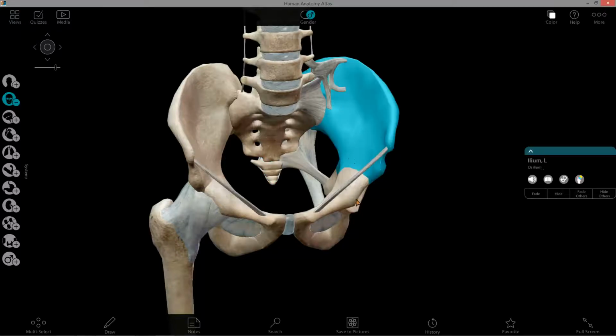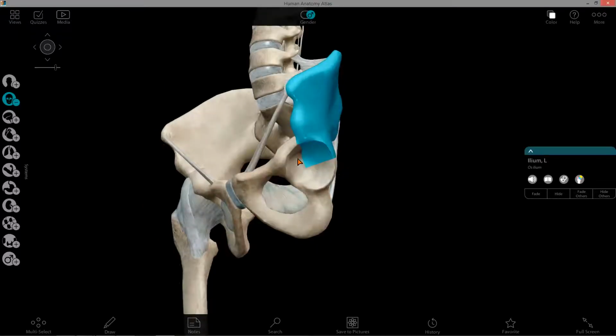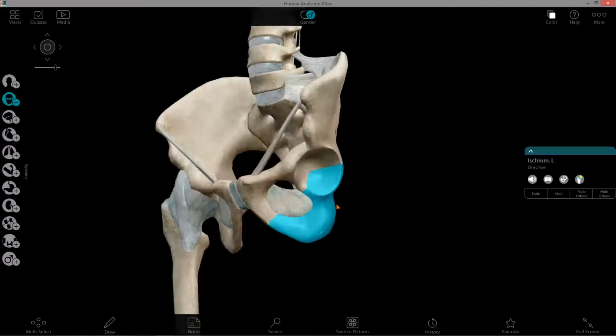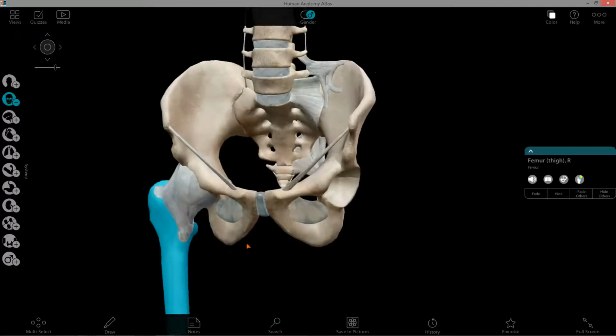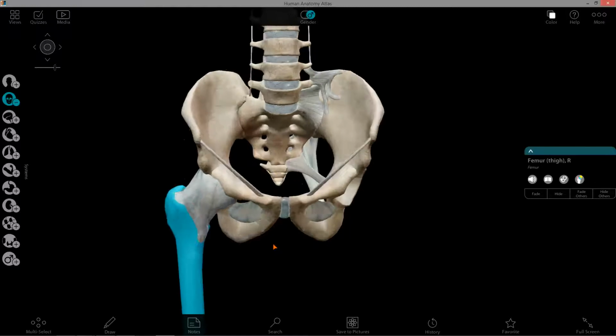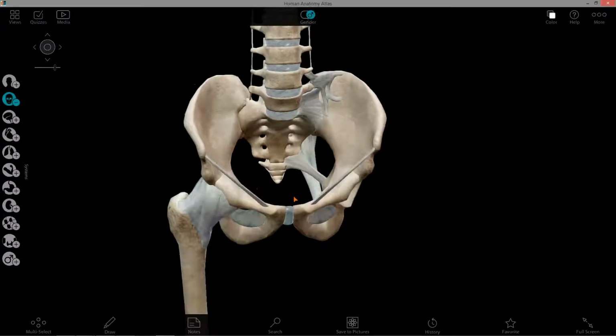Now, the os coxae all join at something known as the acetabulum. The acetabulum is right here and contains the head of the femur, seen on the model's right. But there's also two demarcations of the bony pelvis known as the greater pelvis and the lesser pelvis.